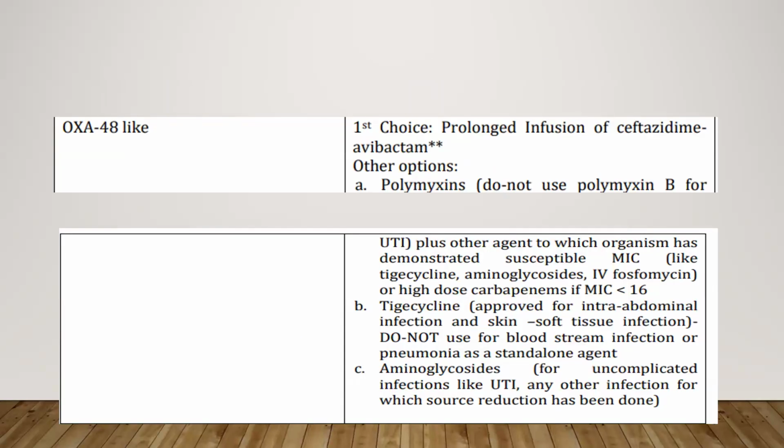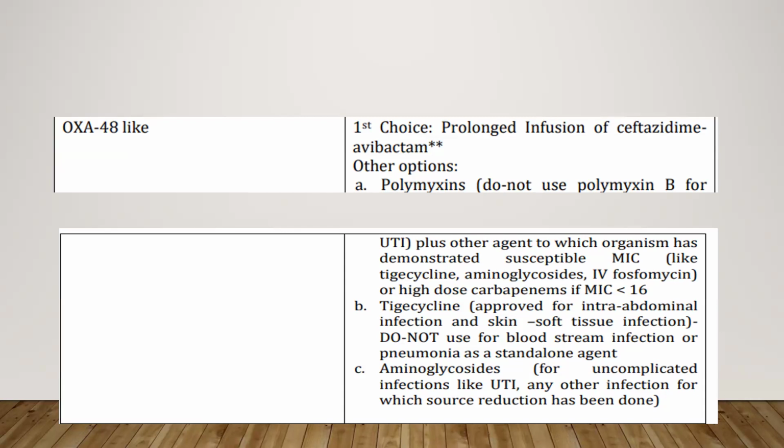Then again, if it is OXA-48, then we can use ceftazidime-avibactam, not aztreonam. The other options in this are polymyxin, as I mentioned earlier, along with other agents like tigecycline, aminoglycoside, IV fosfomycin, or high-dose carbapenem if the minimum inhibitory concentration is less than 16. Tigecycline again for intra-abdominal infection, soft tissue infection, and not for bloodstream infection.